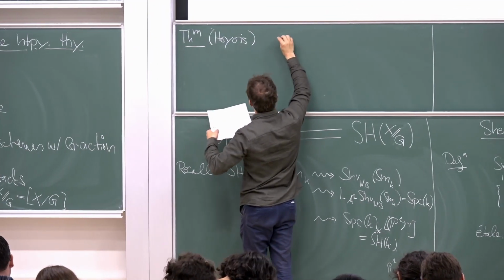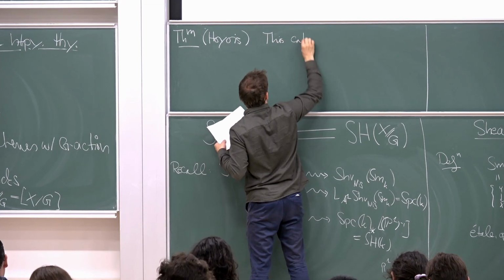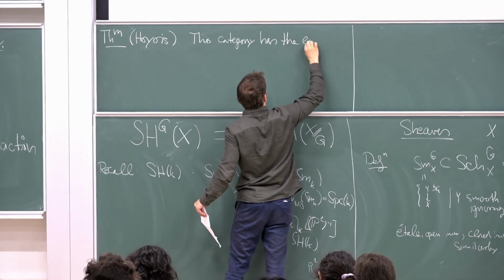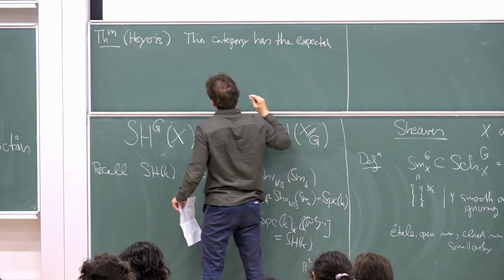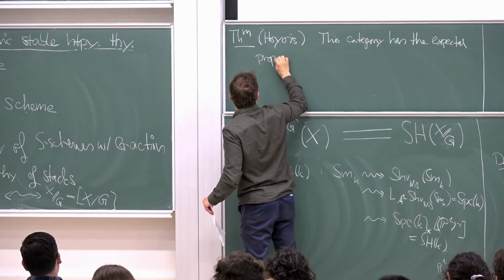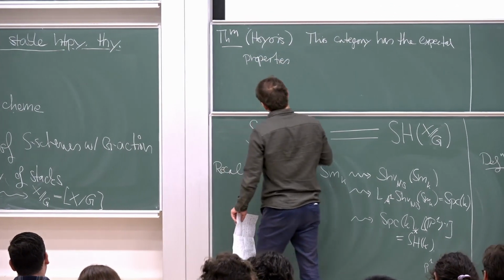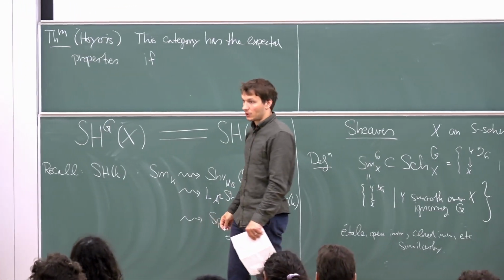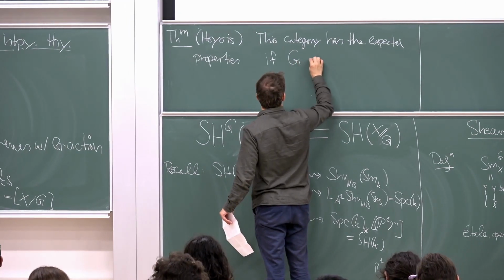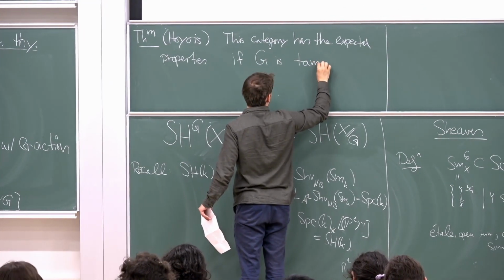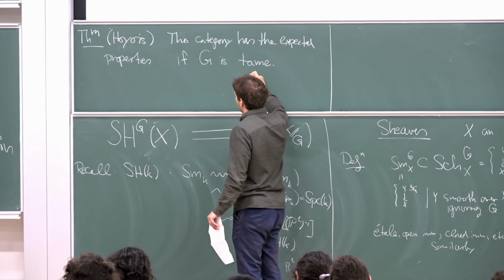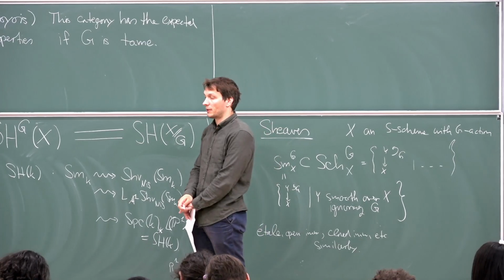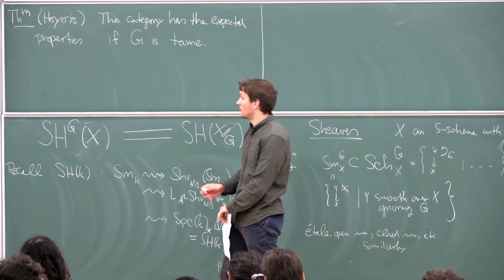This category has the expected properties. Okay, but then there's an if, and the if is that the group G has to be what is called tame. I don't want to explain what tame means, but for example, if you have a finite étale group, this means that the order has to be invertible on your base scheme.